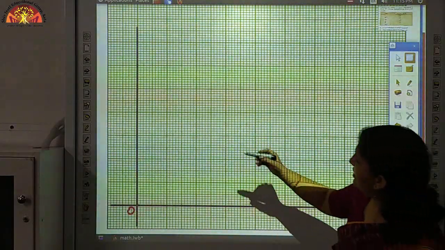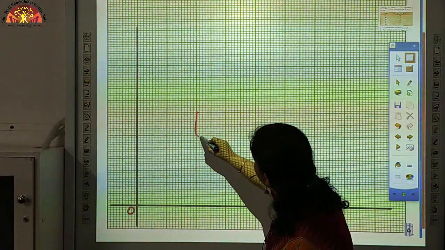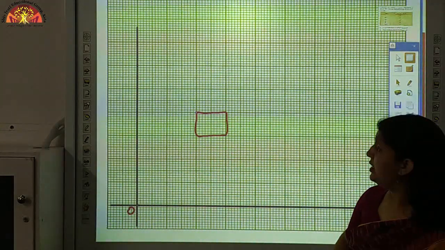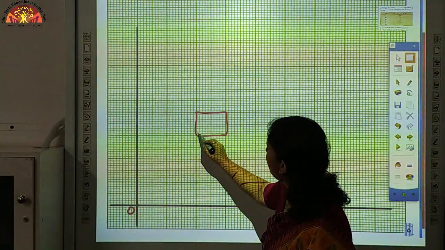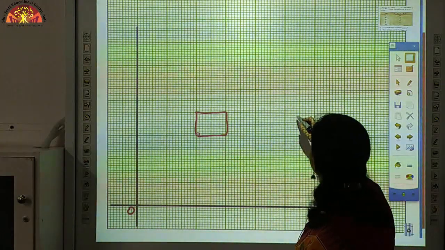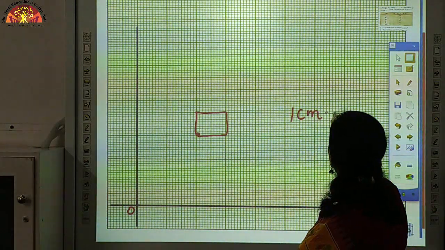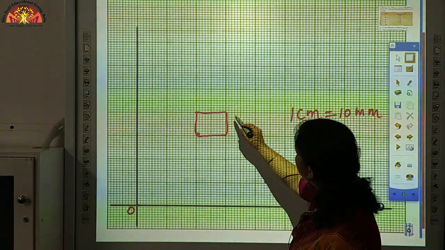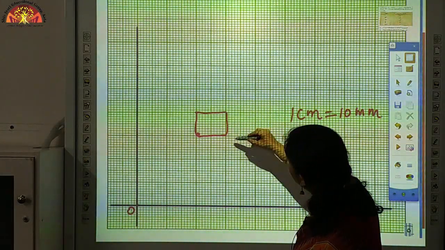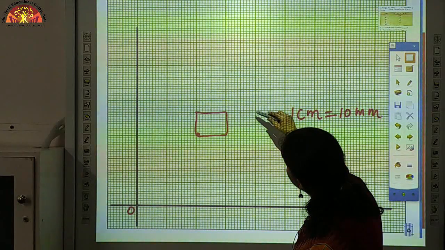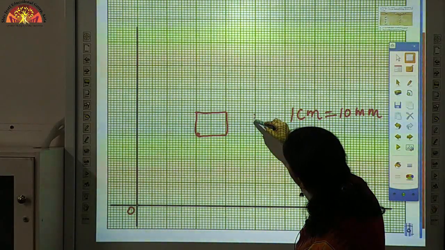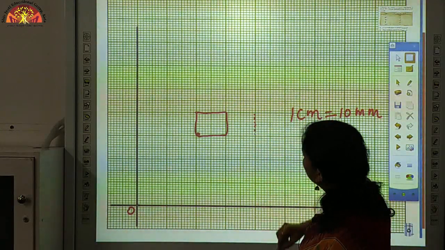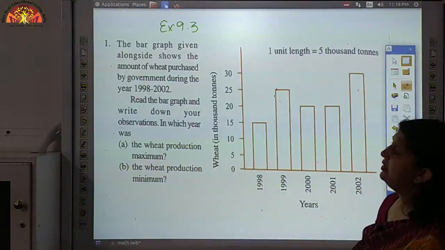In this graph, this is the 1 centimeter length. Understood? And these small blocks are 1 millimeter length. It means 1 centimeter is equal to 10 millimeters. And we have 10 small segments in this 1 centimeter, so these small segments show you a distance of 1 millimeter. Understood?